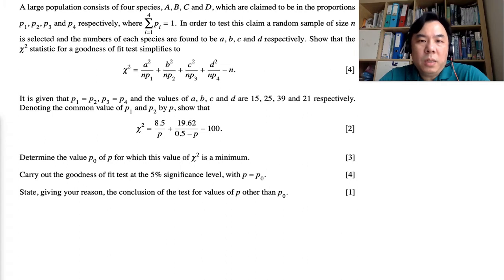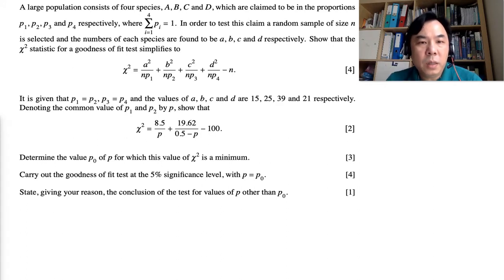All these A, B, C, D are the observed frequencies for the sample of size n that has already been collected. Our first task is to show that the chi-square statistic for a goodness of fit test simplifies to this. That's our first section.